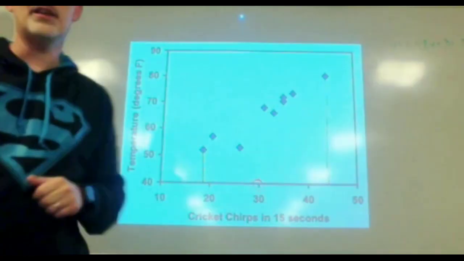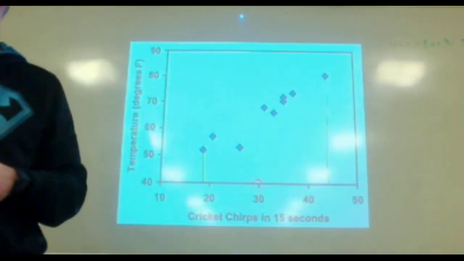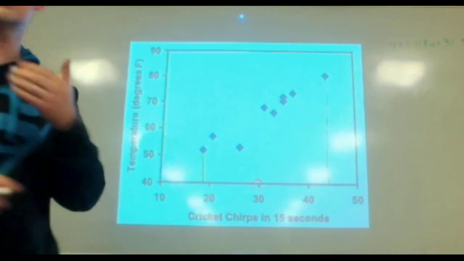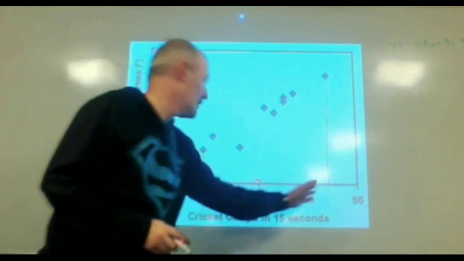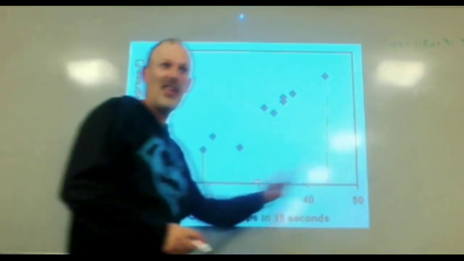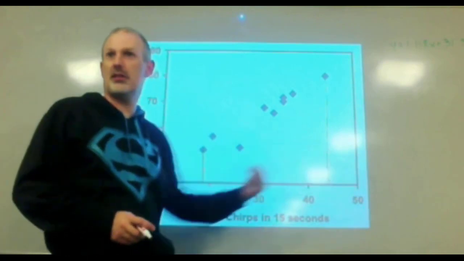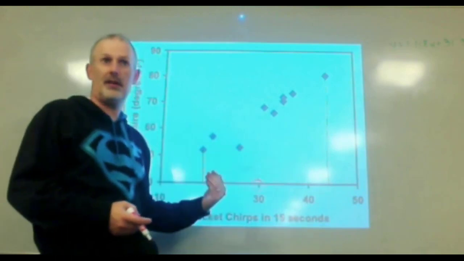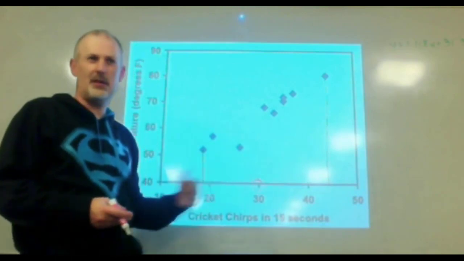Do you think that would end up being interpolation or extrapolation? I heard several people say it. That is interpolation because we have values all the way from 18 to 44, and that 30 falls in that range. We have data around this 30. Does that make sense?